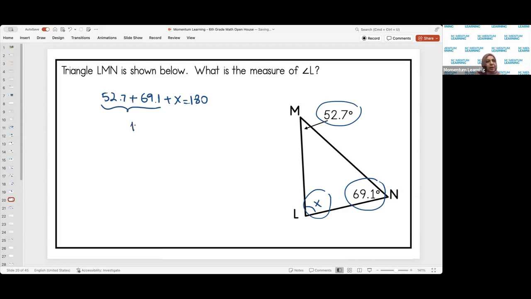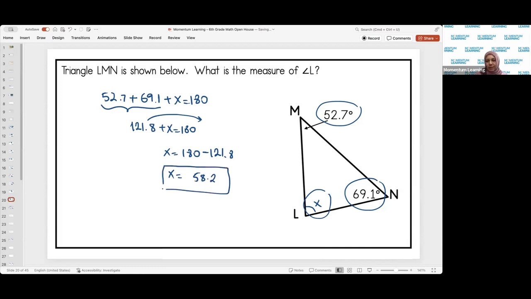I think 121.8 plus x equals 180. So I'm going to subtract 121.8 from 180. Okay, so when I subtract this one, it will be 58.2. So the angle x, which is the missing one, will be 58.2 degrees.